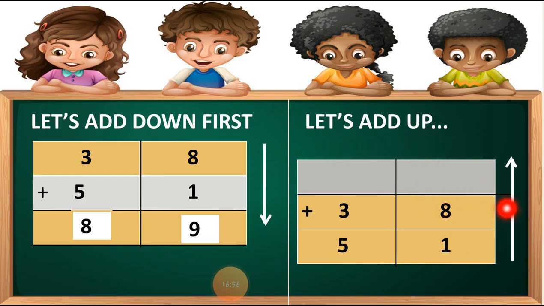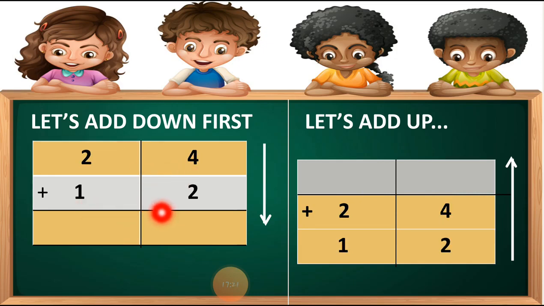You can see through this arrow. 1 plus 8 is equal to 9. And then the tens column, here 5 plus 3 is equal to 8. So you can check on both sides, downside is 89 and upside is also 89. So students, this answer of ours is right. Then the next example, which is 24 plus 12.